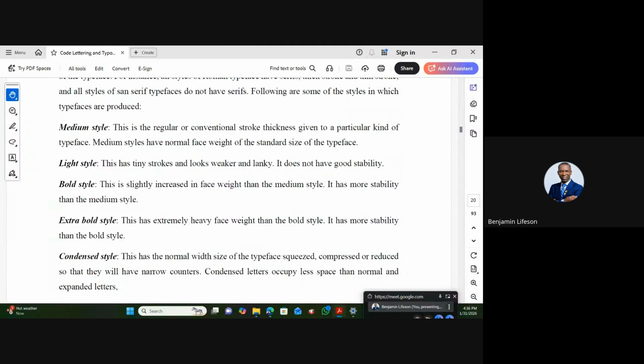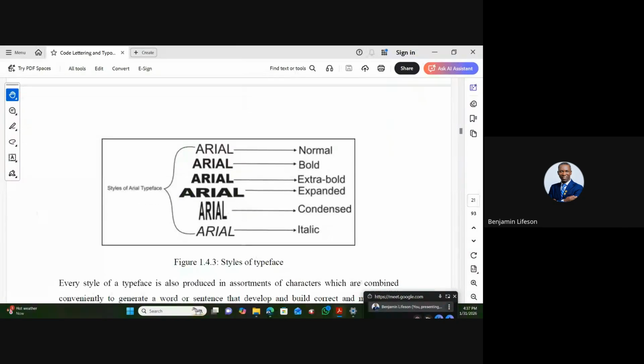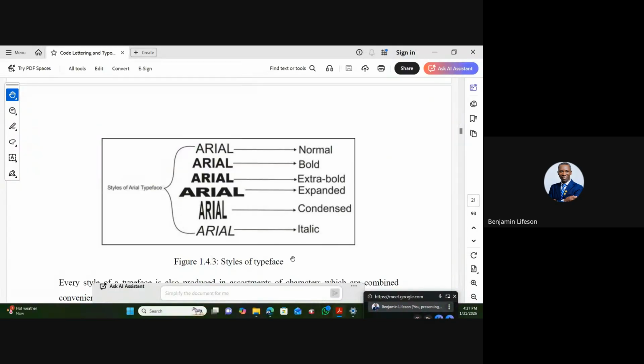Good. So we say medium style. Another name for the medium style is regular or conventional stroke thickness given to a particular kind of typeface. So let's quickly look at the styles that we have so that you understand it better. If a letter looks like this, we call it normal. If it is like this, we call it bold. The letter is bold. That is the style.